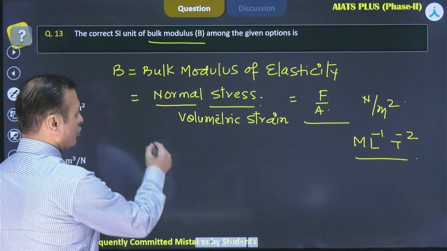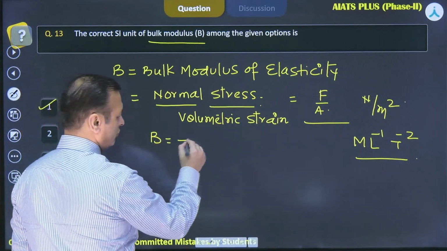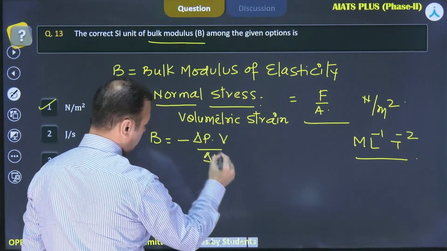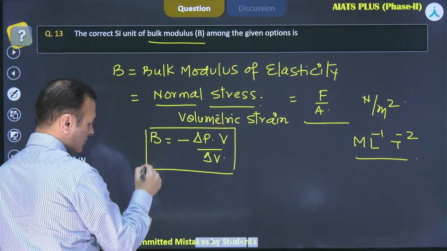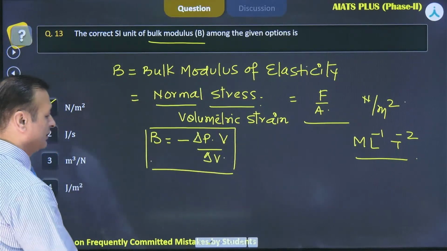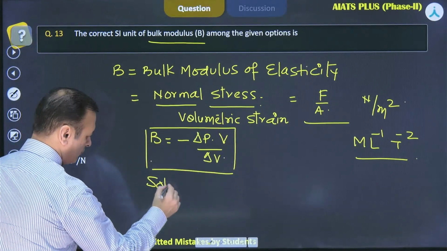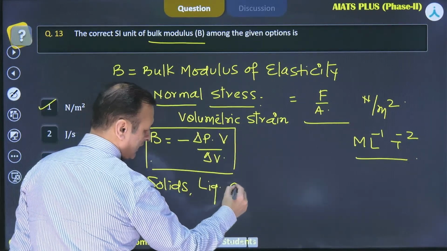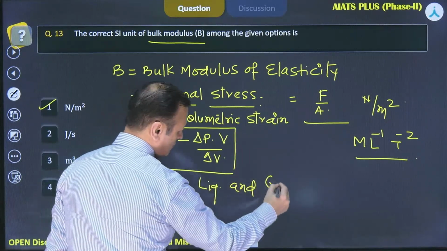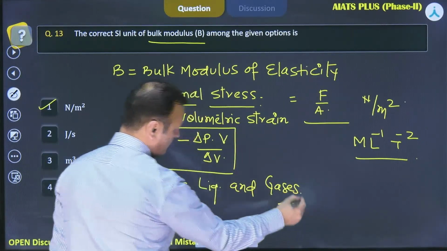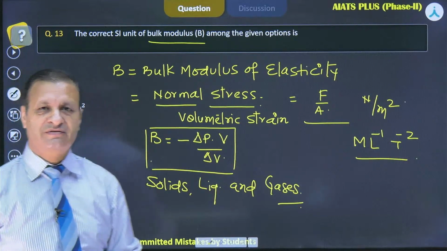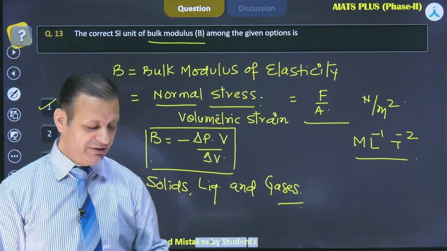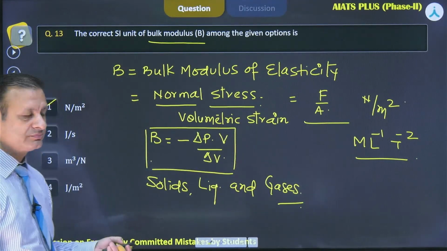Otherwise, bulk modulus, if you go and solve it, this is the complete expression for the bulk modulus, and it is defined for solids, liquids, as well as gases. So this bulk modulus is defined for all the three states we have. Got it? Any doubt?